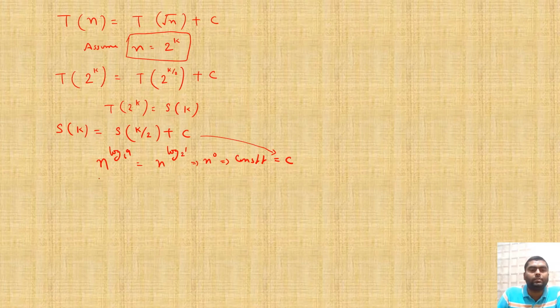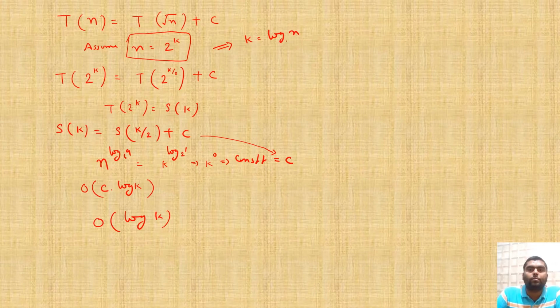Finally, the answer will be the same thing into log of K. It is not n, basically it is K. So it is C of log K, order of log K. What is the value of K? From here, K equals log of n to base 2.